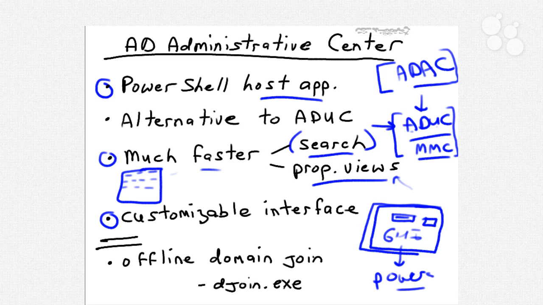Really great stuff. Before we go on, I want to say something about offline domain join, because I'm going to put an asterisk here. This is a very hot button topic that you're likely to see a question or so on your 649 test. Offline domain join is a really cool new feature of Windows Server 2008 R2. I'm putting it on the same slide as Active Directory Administrative Center because they both deal, of course, with day-to-day Active Directory operations.